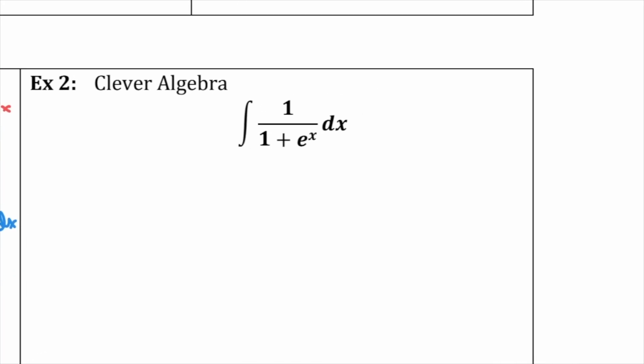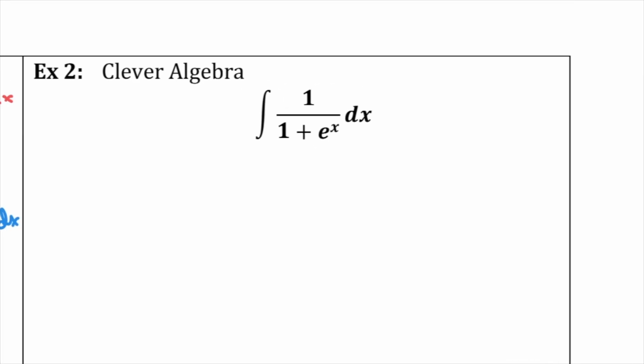For example 2, now there are several ways to do this, and I hate to tell you one way to do the problem, but since this is a video, you get to see what I'm going to do. If I try u substitution and I let u equal 1 plus e to the x, du is going to be e to the x dx. So that's not very useful. I would need to have an e to the x in the numerator, and as you can see, there's just a 1 in the numerator.